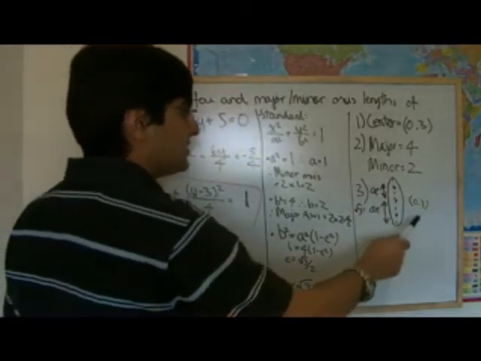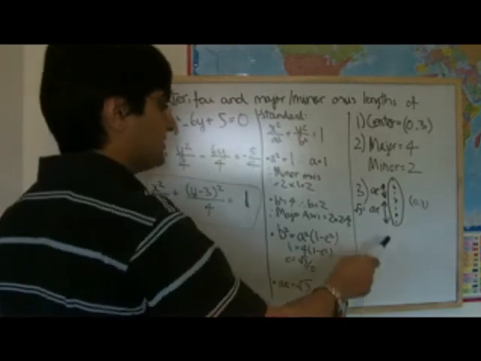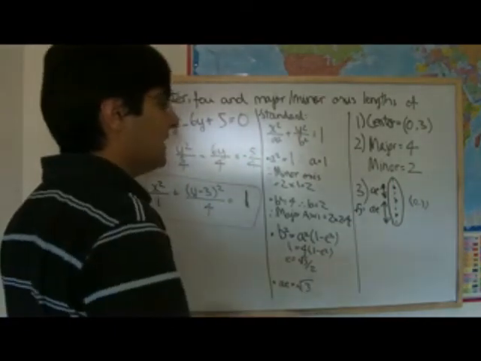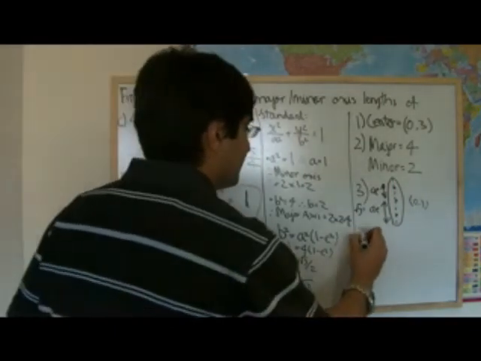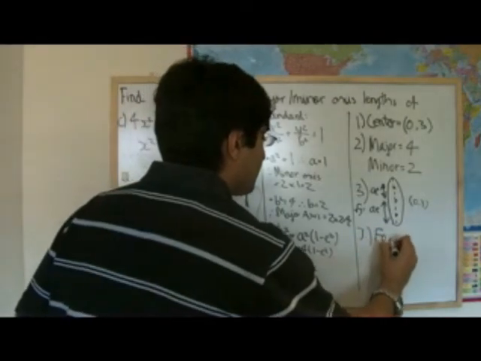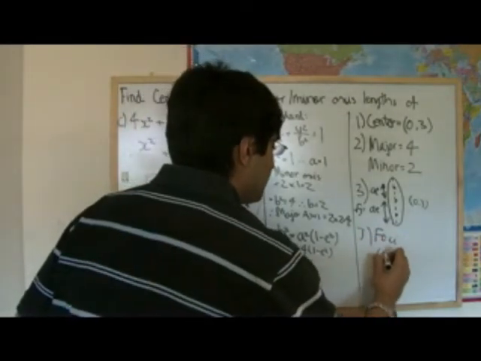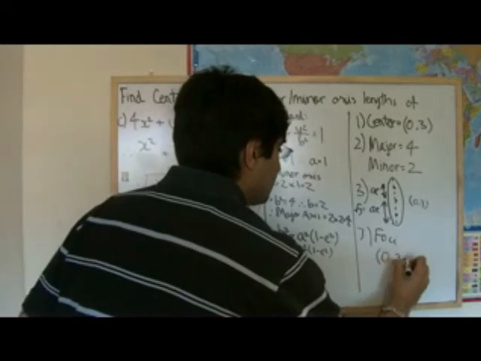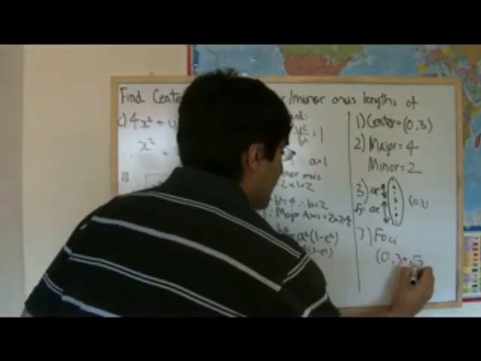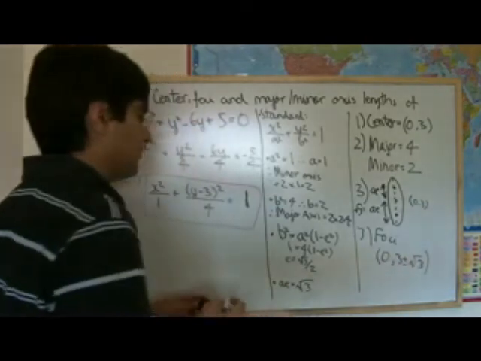If we know the center is (0, 3), and we know the distance on either side is going to be root 3, we know that the foci are going to be (0, 3 plus root 3) and (0, 3 minus root 3).